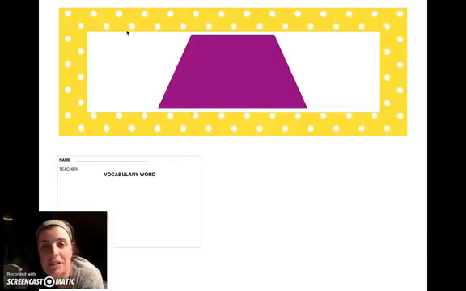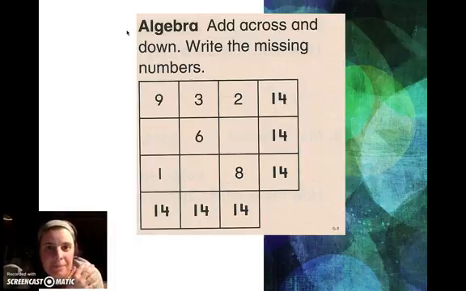Let's look at the question for this week. Add across and down and write the missing numbers. So this is kind of tricky. This is 3-digit addition, which I know you guys are very comfortable with. The trick is that the blank squares, you have to add them and come up with a sum of 14. And then you have to add the numbers down and come up with a sum of 14. So it's really tricky. You have 3 numbers to find.